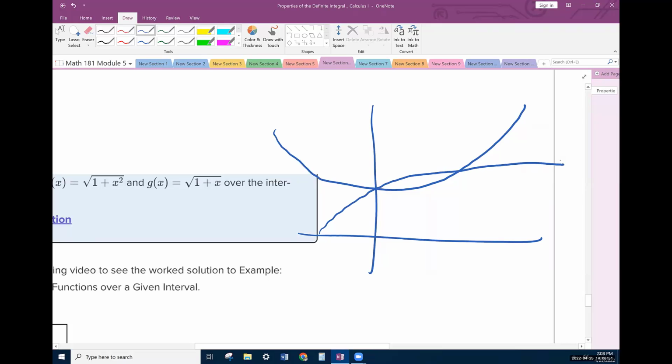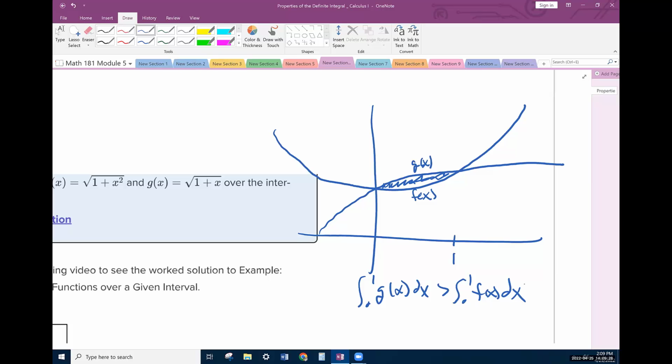And so you have an interval where your f of x is below the g of x. They're asking us to find what's happening with that, and that's going to occur from 0 to 1. So what they're saying is that the integral from 0 to 1 of g of x dx is greater than the integral from 0 to 1 of f of x dx, because g of x is above f of x in that area. So it makes sense that the area under the curve for g of x is more than the area under the curve for f of x. And that's it for that part.